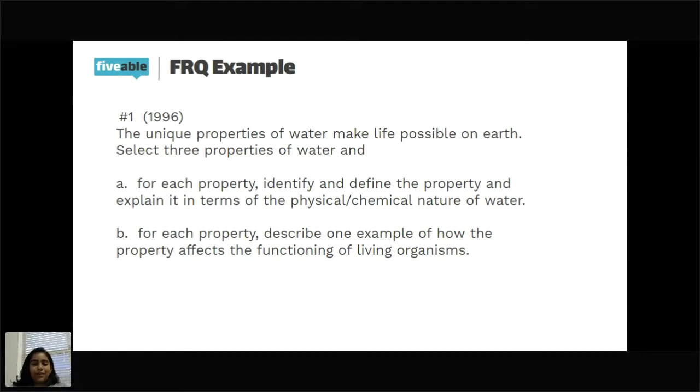These FRQs are obviously new, so if they take some time, that's understandable. So the unique properties of water make life possible on Earth. Select 3 properties of water, and for each property of water, identify and define the property and explain it in terms of the physical and chemical nature of water. So first we're going to start with that. And I'm just going to do an overview of each water property and the chemical properties that go along with it. And so the first one is cohesion.